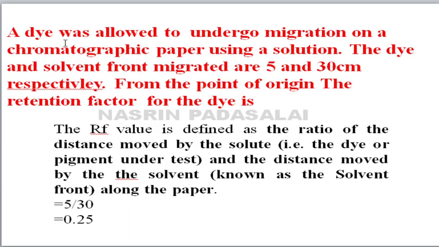Next is again an easy question. A dye was allowed to undergo migration on chromatographic paper. Here they are speaking about paper chromatography, and the dye and the solvent front migrated 5 cm and 30 cm respectively. They are asking you to find the retention factor. The retention factor is defined as the ratio of the distance moved by the solute to the distance moved by the solvent. Here, the distance moved by the dye is 5 cm, and the distance moved by the solvent is 30 cm. If you made them opposite, then the entire thing will be wrong. So the Rf value is 5 divided by 30, so the correct answer is 0.25. It is a numerical answer type.